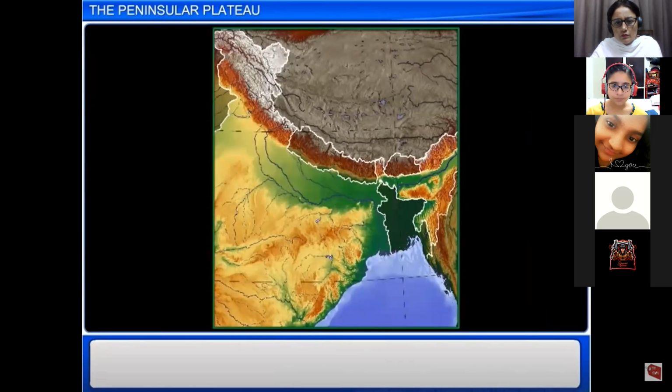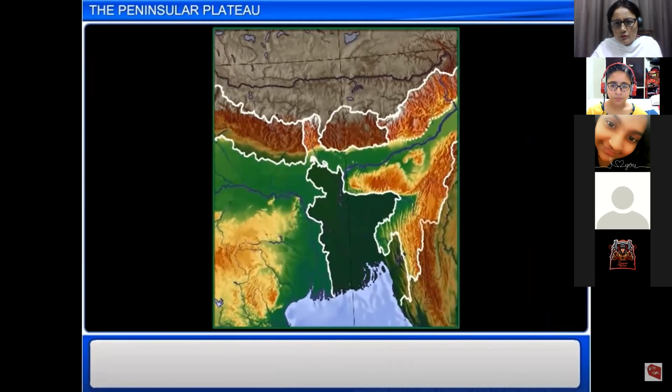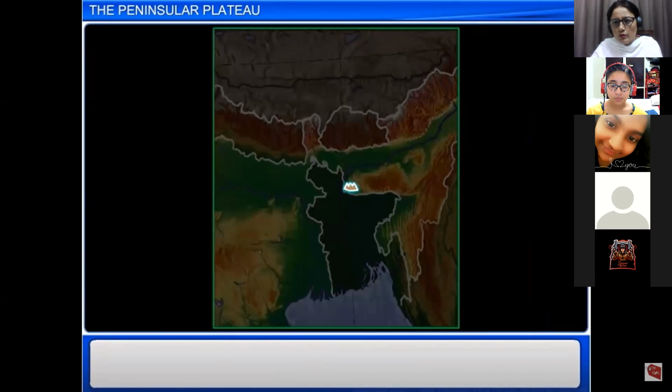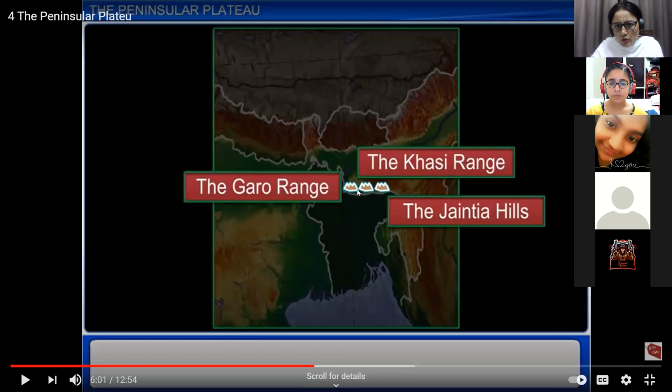There are three prominent hill ranges on the northeastern side of the plateau. As you move from east to west, you can see the Garo range, locate करना है आपको the Khasi ranges, and the Jaintia hill. बेटा जी ये जो गारो, खासी and Jaintia, these are three ranges. जो खासी range है ना बच्चे ये वाली, we receive the heaviest rainfall in the world.